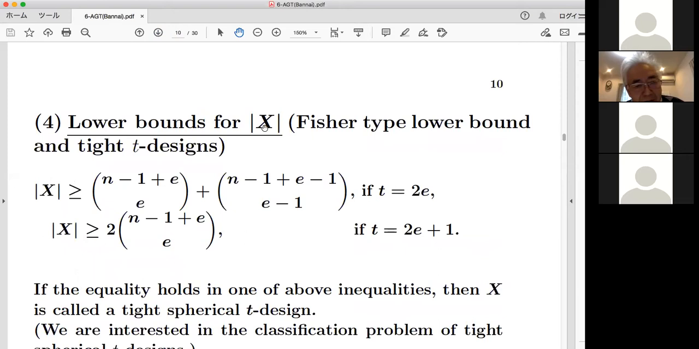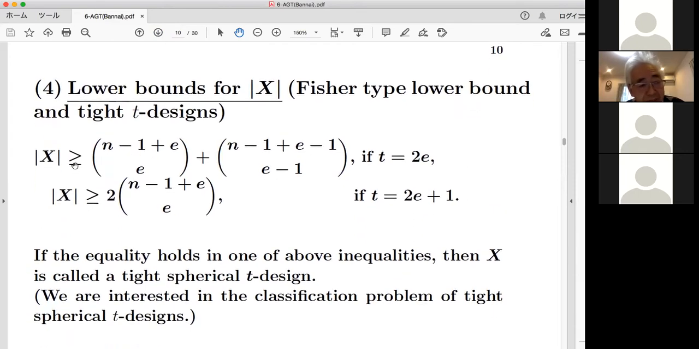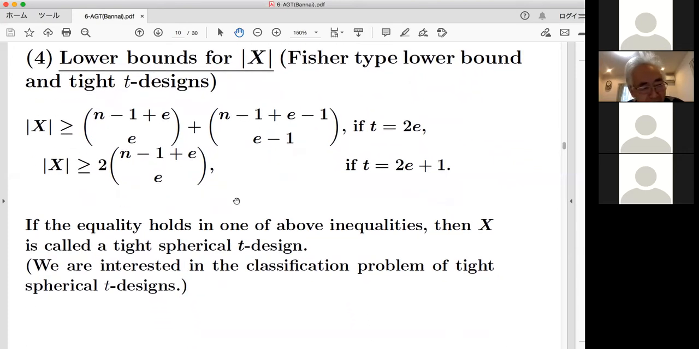Here is a lower bound for the size of X, namely the Fisher type lower bound for t-designs. This sum of binomial coefficients is the lower bound if t equals 2e is even, and if t is odd, this is the lower bound. This is called the Fisher type lower bound and is proved by using harmonic analysis on the sphere. If equality holds in one of the above inequalities, then X is called a tight spherical t-design.